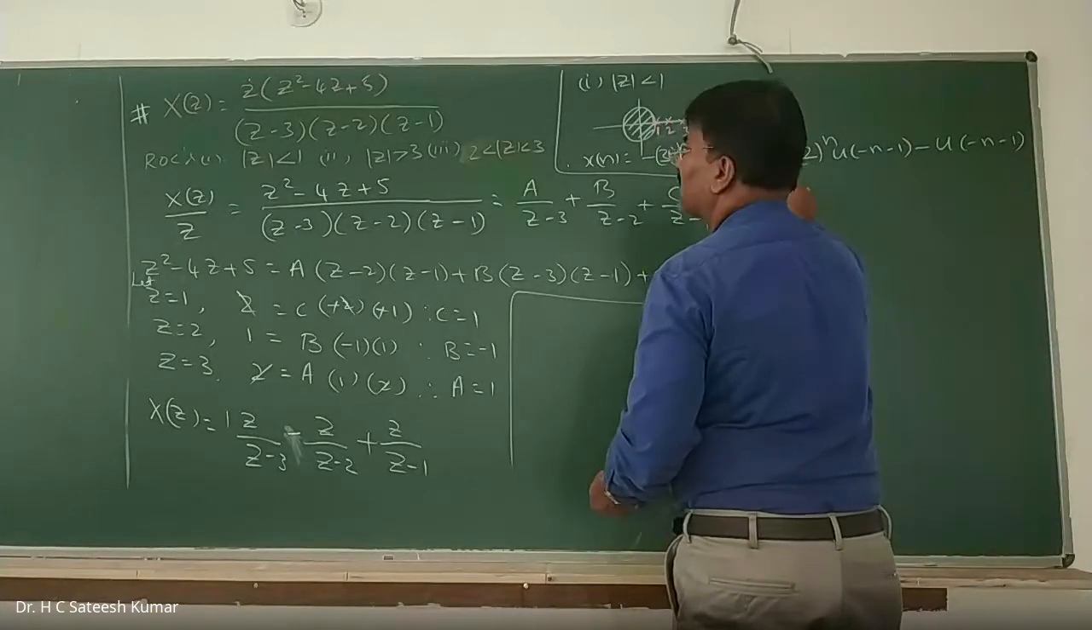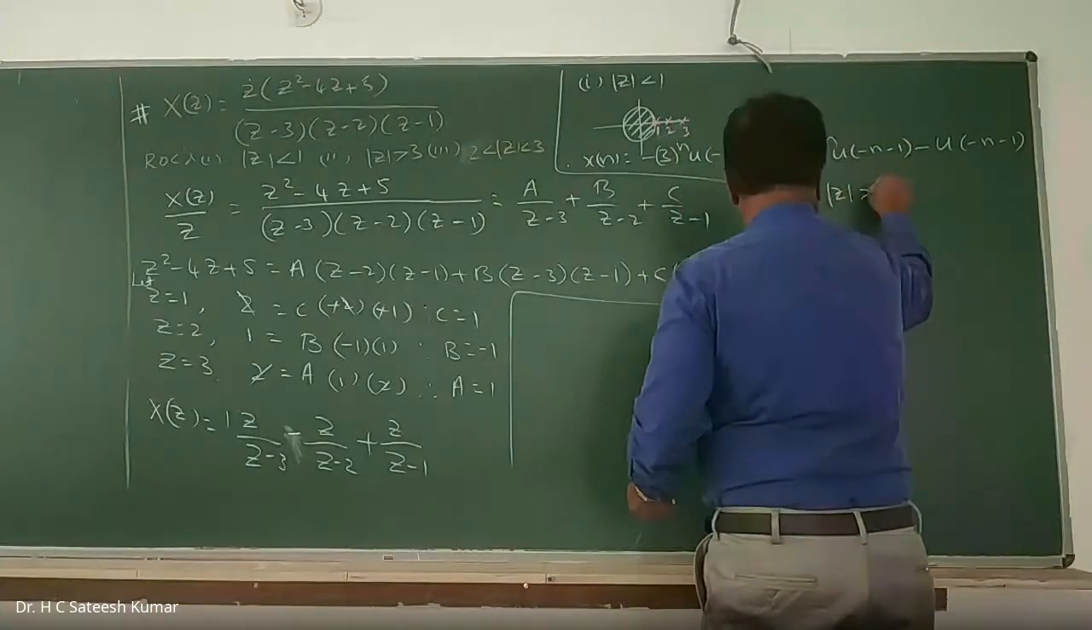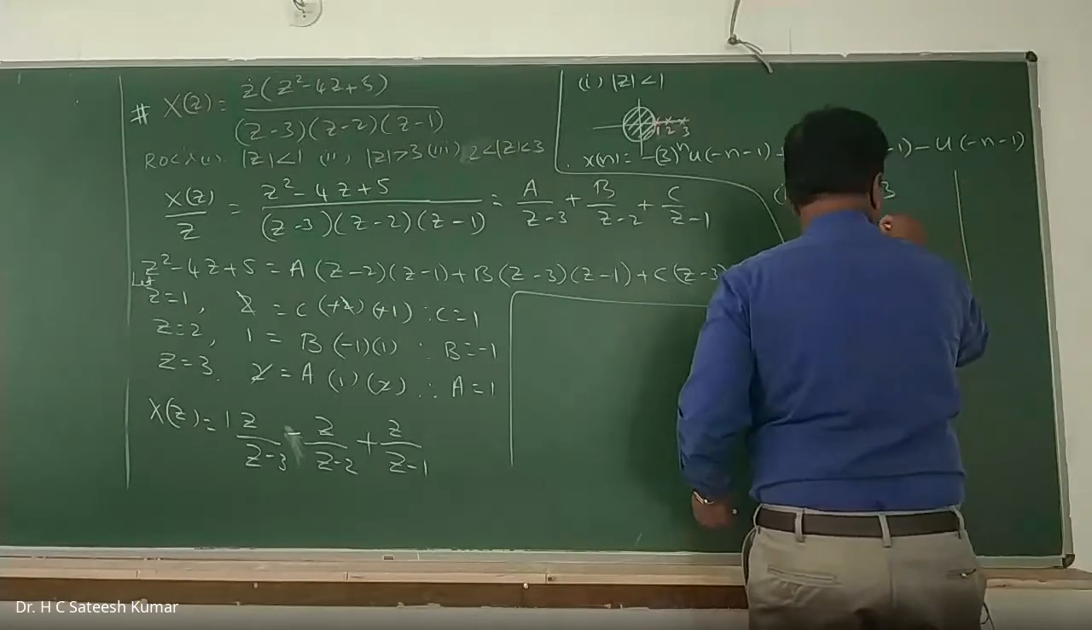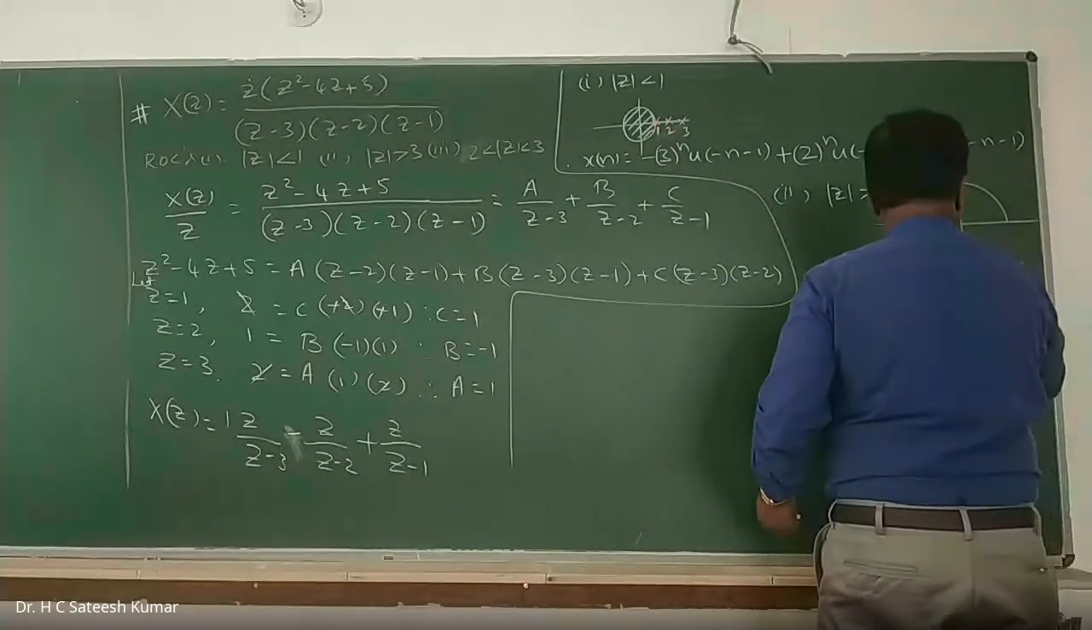Second case, mod z greater than 3. Mod z greater than 3 means what? Outside 3.